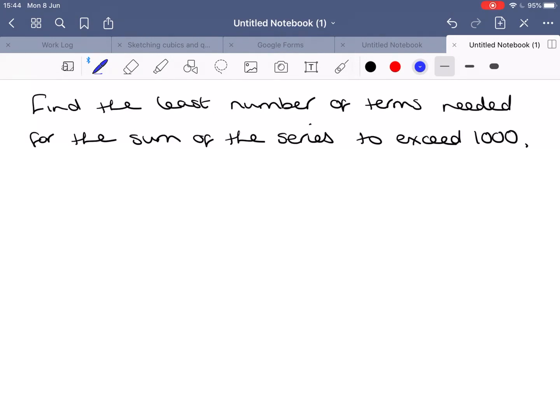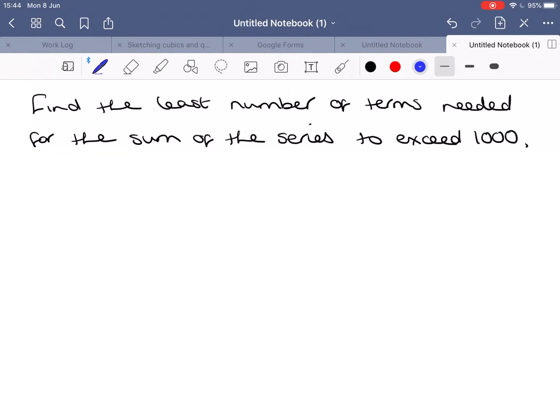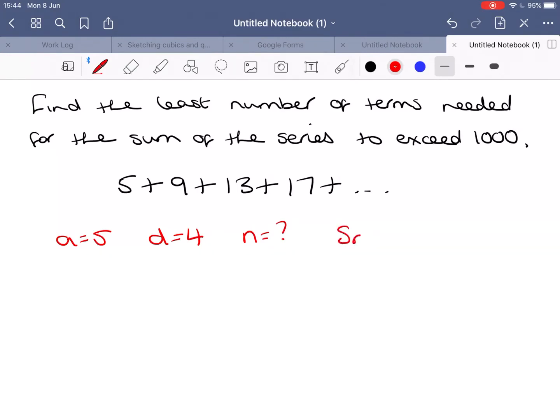Okay, but just like last time, we can talk about what's the least number of terms needed for the sum of a series to exceed 1,000. And I've accidentally cut off what the series is, so I'm going to make one up. So I'm going to say my series is 5 plus 9 plus 13 plus 17 plus and so on. So again, my first term is 5, my common difference is 4. n, I don't know, but I want my sum to exceed 1,000.